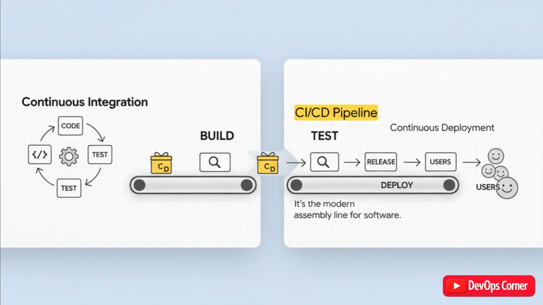It's a completely automated workflow that takes your code from a single commit in a repository, guides it through building, testing, and finally deploying it to production, all without any manual intervention. This pipeline is the direct, concrete solution to that chaotic Friday night deployment we started with.